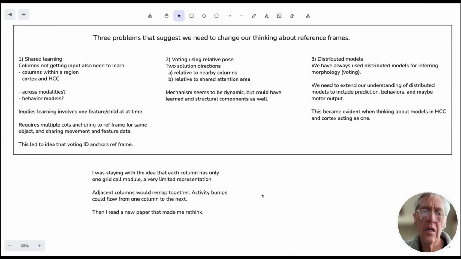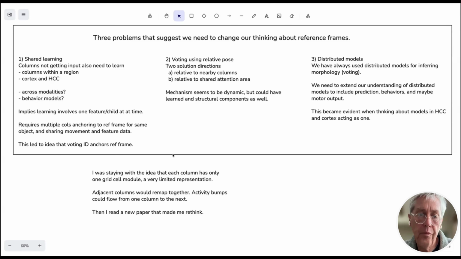So let's just start with this box I've highlighted here. I've always said that the key to solving problems is to really define the problem clearly, and then once you define the problem clearly, the answer sort of presents itself. I'm trying to do that here. I haven't achieved that yet, but there's a whole bunch of things we've been talking about over the last few months, and I think they're related. So I would label this as three problems that suggest we need to change our thinking about reference frames.